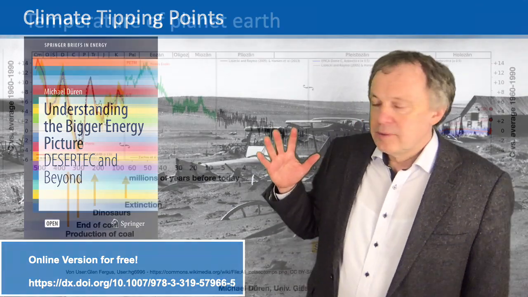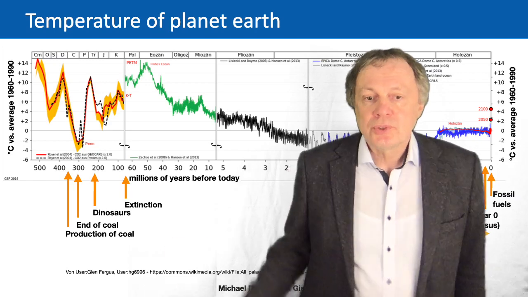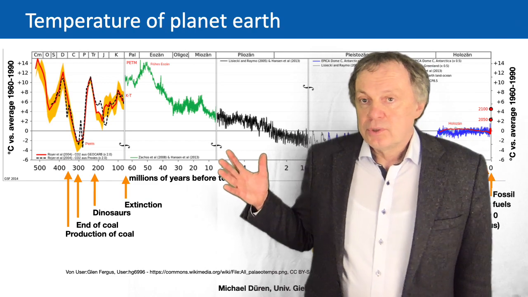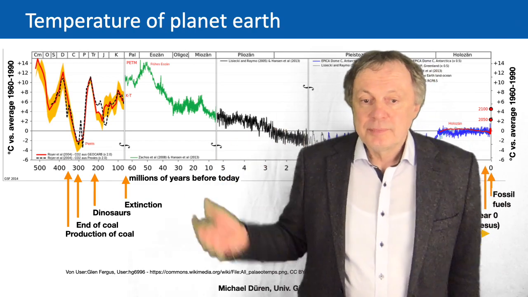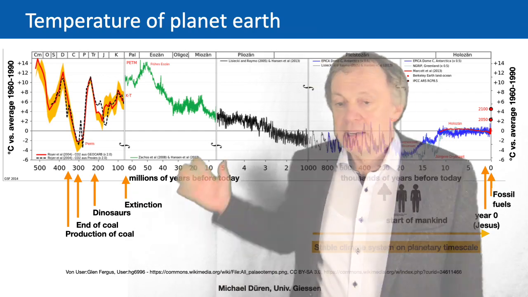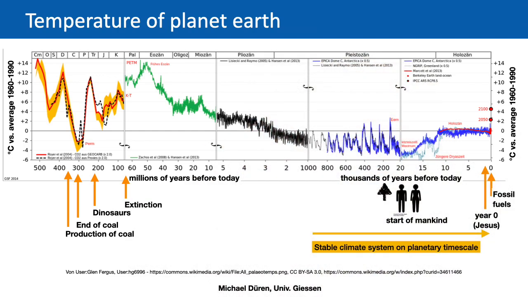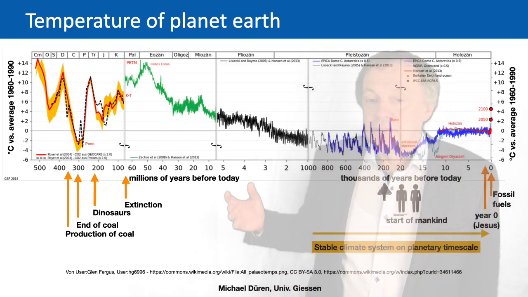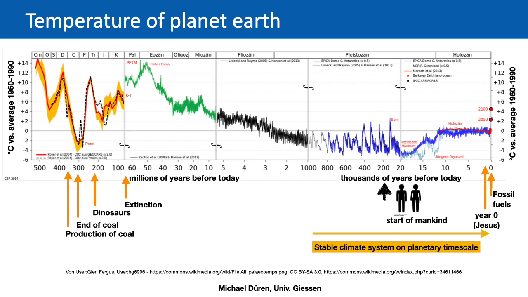So let's start with an interesting diagram. This shows you the temperature of planet Earth, and it's shown in this time scale here, which is a bit complicated. So on the right side you have 0, this is today. Then you have a linear scale of the last 20,000 years. Then you have a compressed scale, again a linear scale of the last 1 million years, so 1,000 times 1,000 years. And then further on the left you have a logarithmic scale.